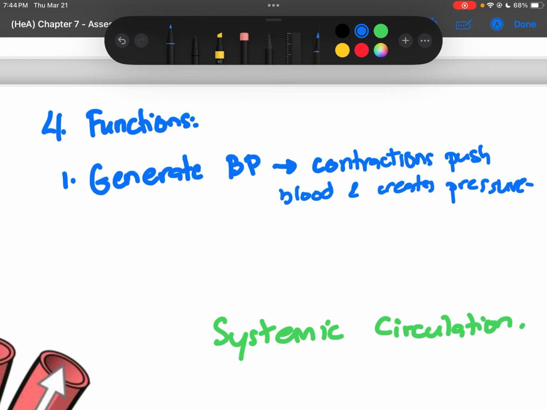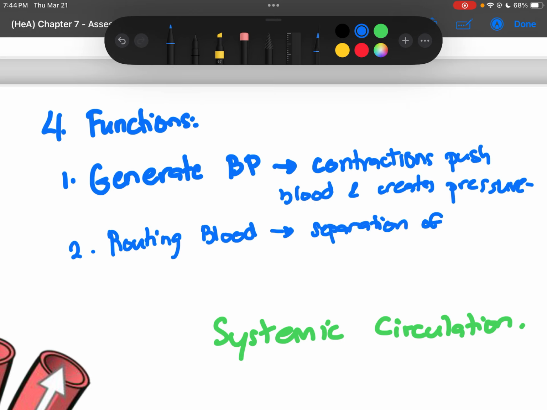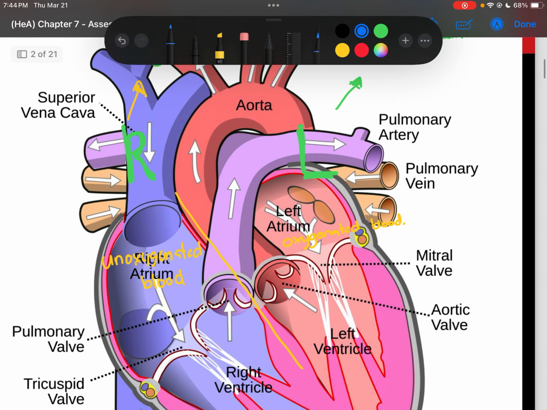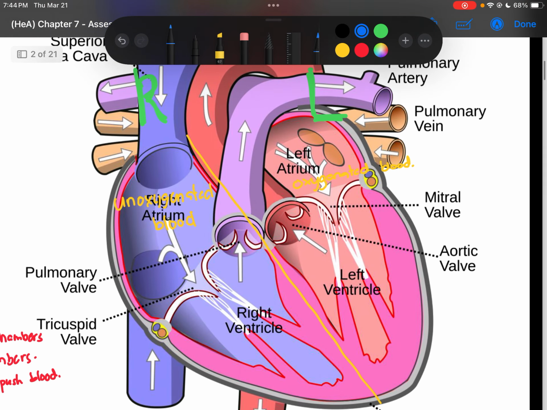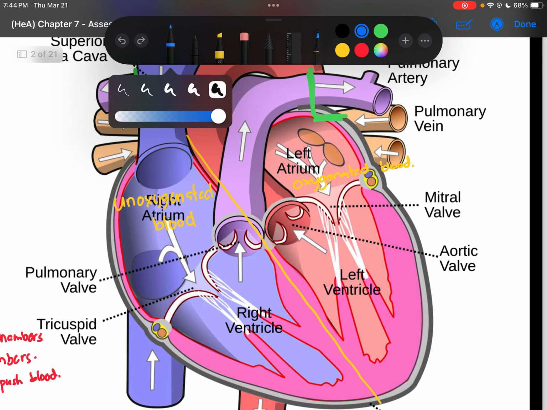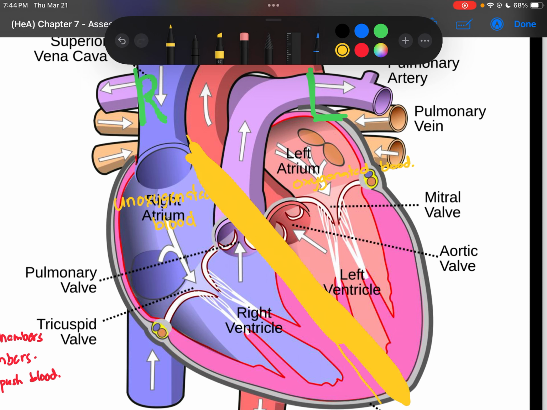Another function is what we call routing blood. There is what we call separation of chambers. Sir, what do you mean by separation of chambers? When you look at the anatomy of the heart, as you can see, there is a major split right here in the middle. Follow the yellow pen here, around this part.